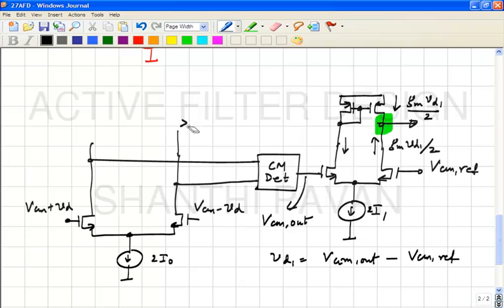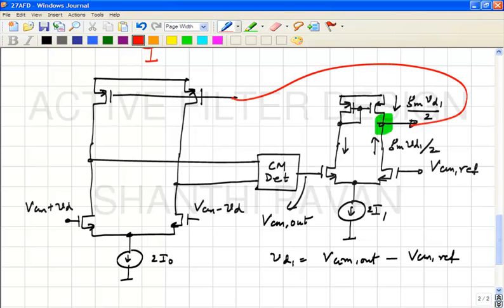Okay, so now what am I supposed to do? Yes, what do I do going forward? I connect this to this, right. Does it make sense? All right.